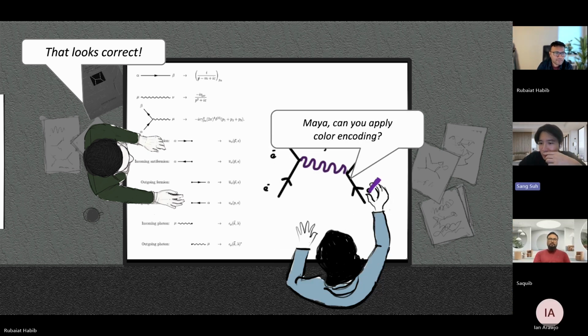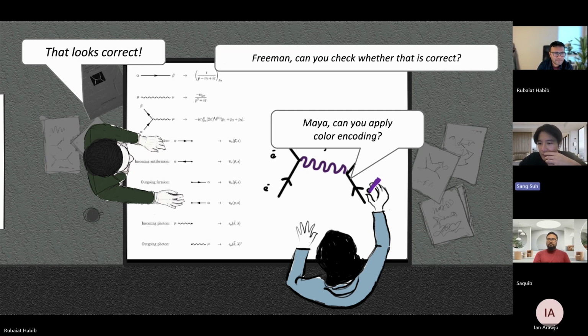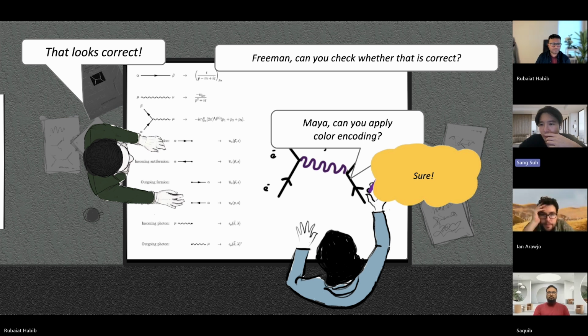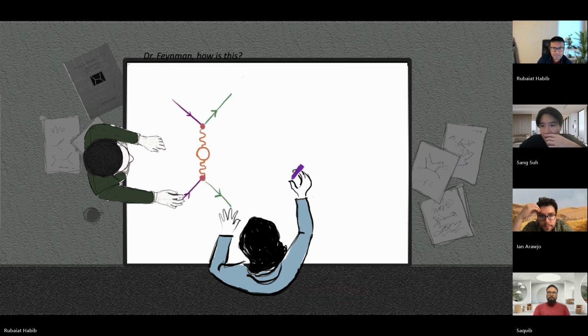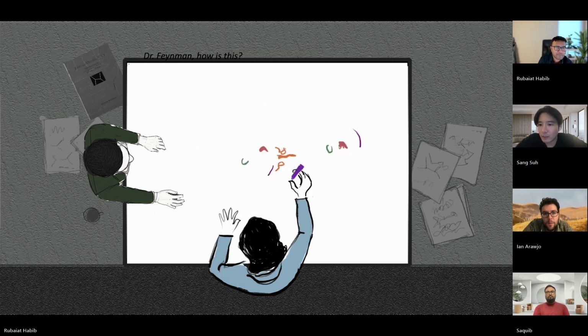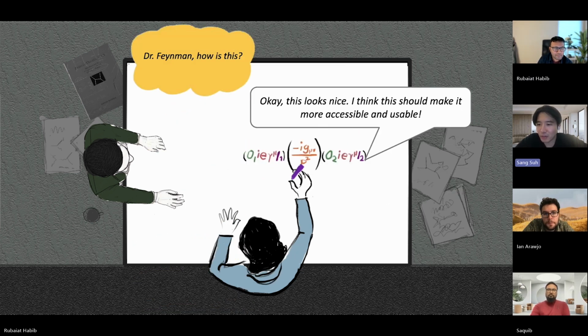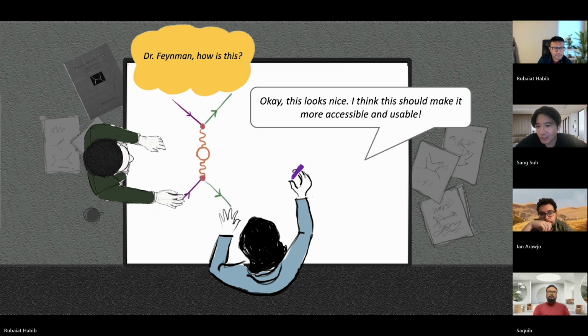And now it seems like Dr. Feynman is asking Dr. Dyson to check whether his math and mapping is correct. And Dr. Dyson helps out by saying that it's correct. Okay. And Dr. Feynman is also asking the AI assistants to apply the color encoding for clarity. Next. All right, so I see that the AI assistant is now asking Dr. Feynman to confirm whether this mapping is correct.